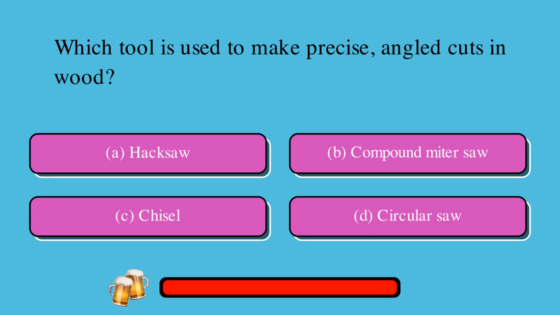Which tool is used to make precise angled cuts in wood? Is it A, hacksaw, or B, compound miter saw, or C, chisel, or D, circular saw? The correct answer is B, compound miter saw.